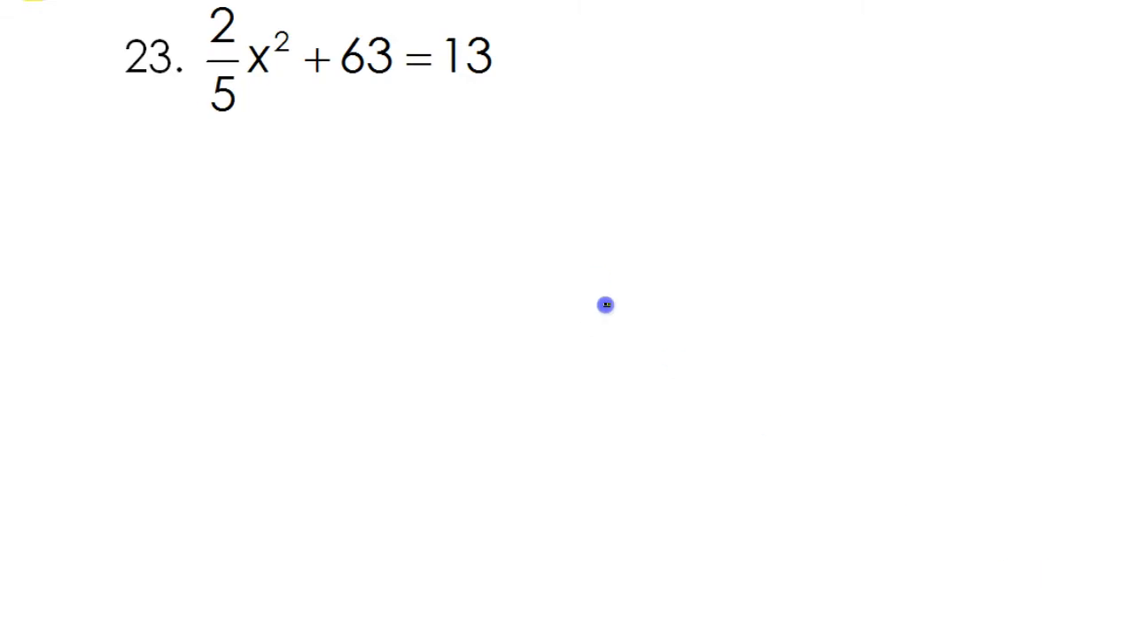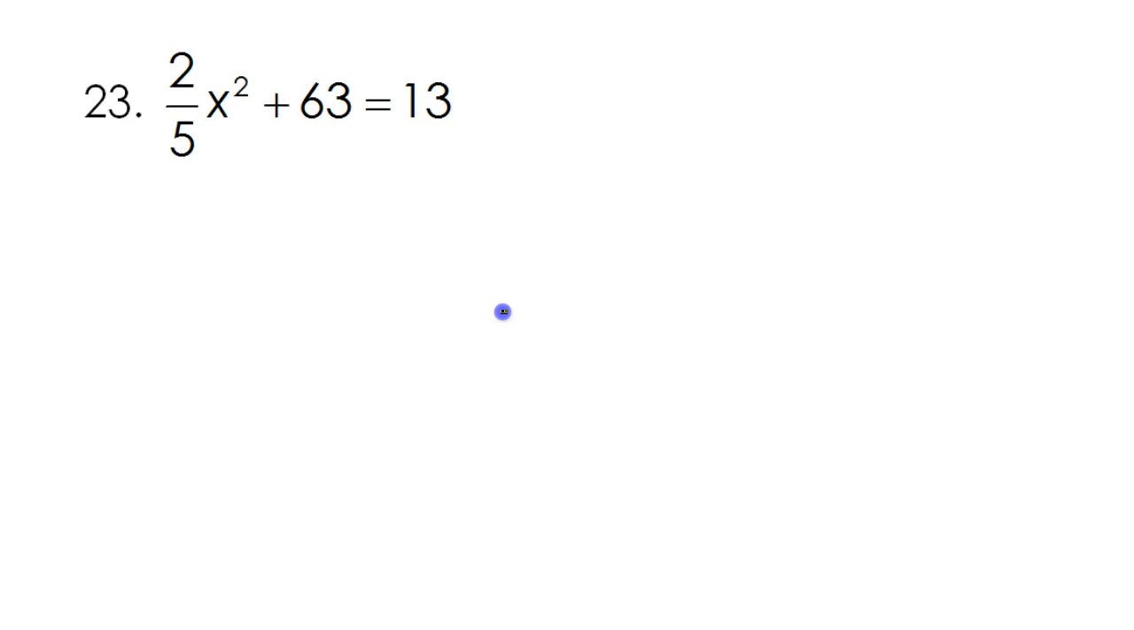Last problem, I think. Nope, not the last problem. There's apparently a whole other page that I didn't see. Anyway, there's only one type of x. So we're definitely going to use the square root method again. So subtract 63 from both sides. So that's going to leave us with 2/5 x squared is equal to, let's see, what is that, negative 50.